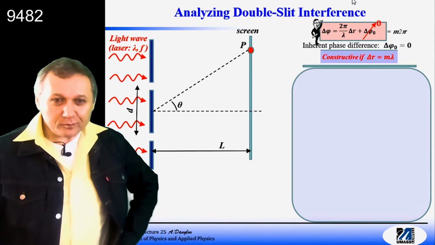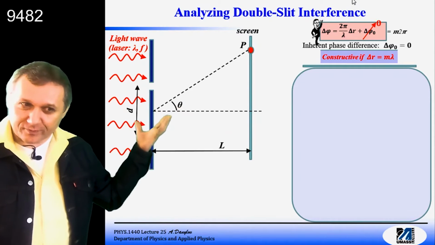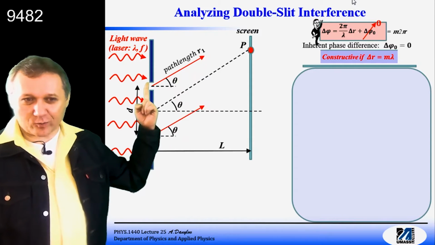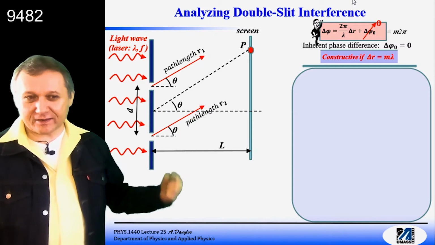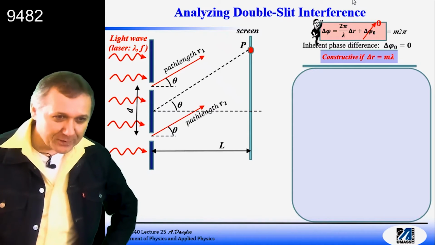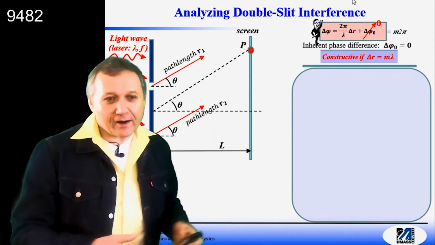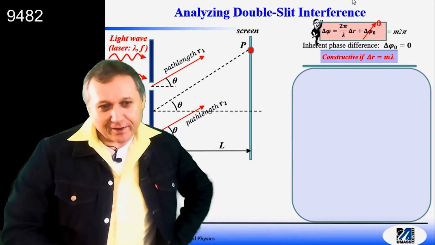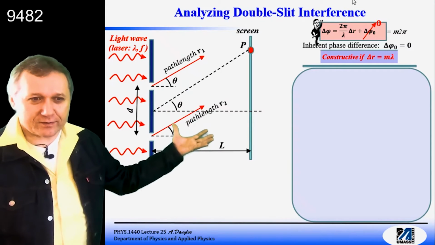Okay, so now we need to draw, as I said, R2 and R1. So let me draw it. R1, so this is path length R1 from the first source, and this is the path length from the second source. Now I pause, because at this moment you should start searching for rotten eggs or rotten tomatoes and start throwing them at the screen, trying to reach me, because it looks strange.